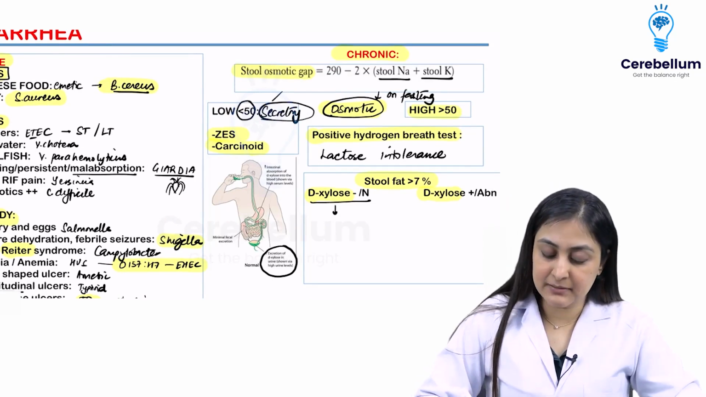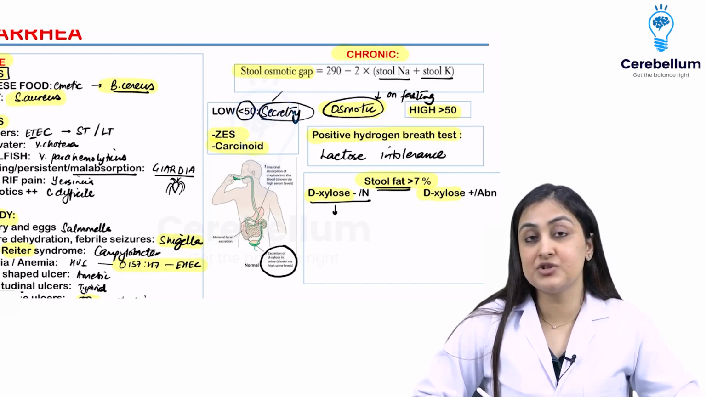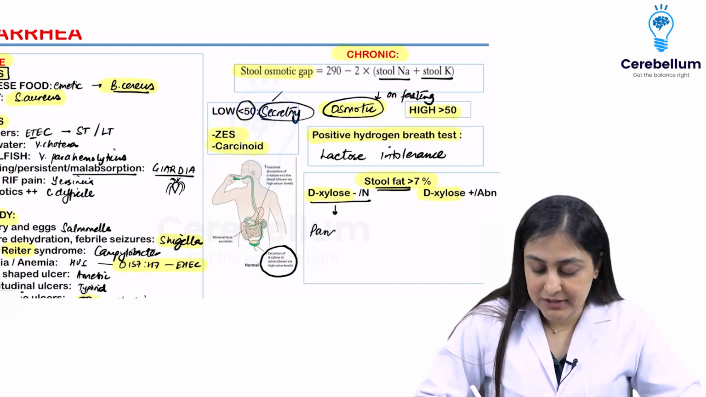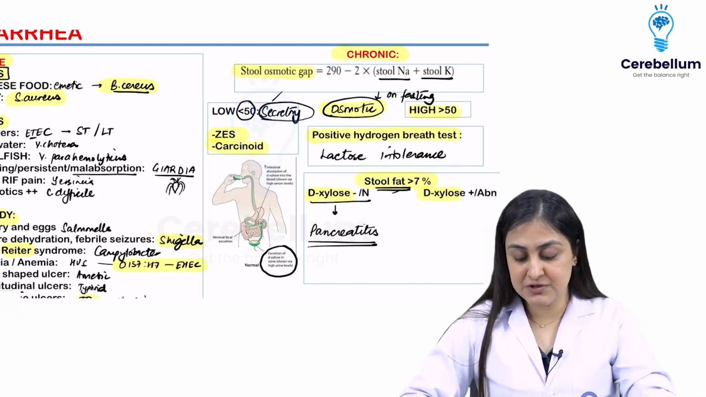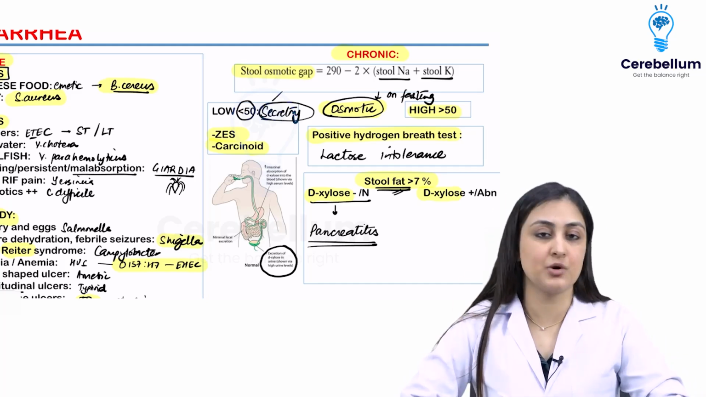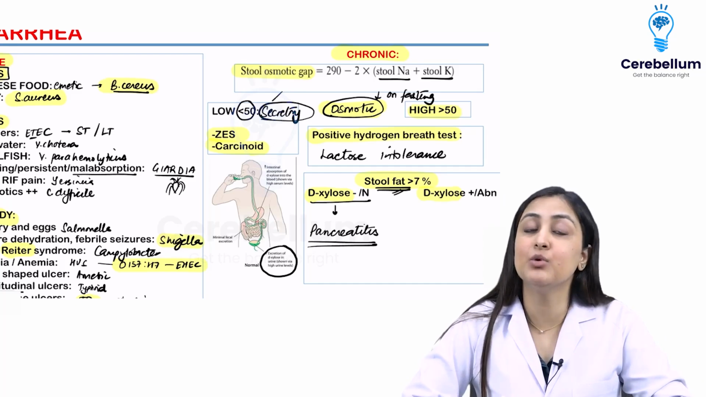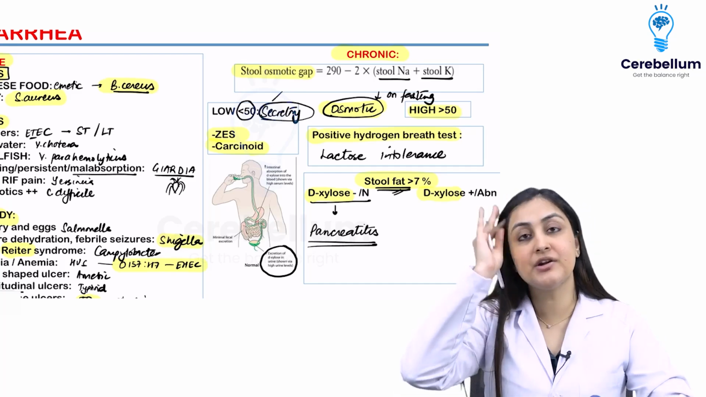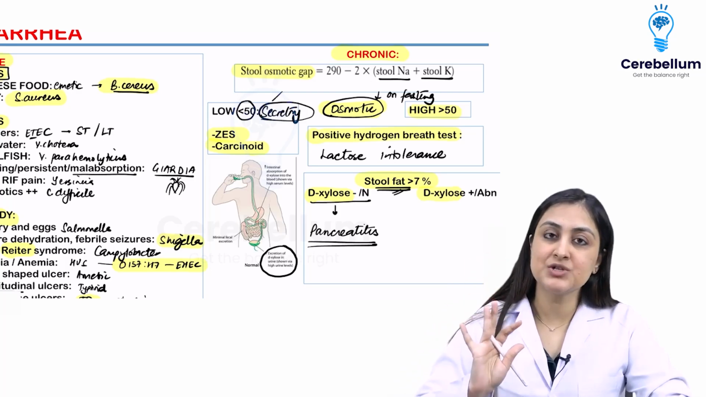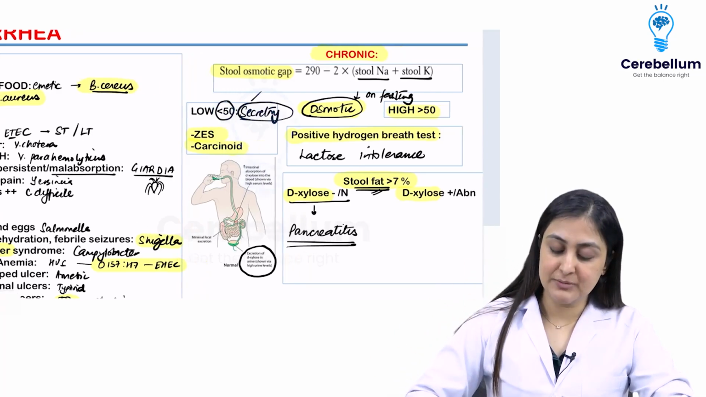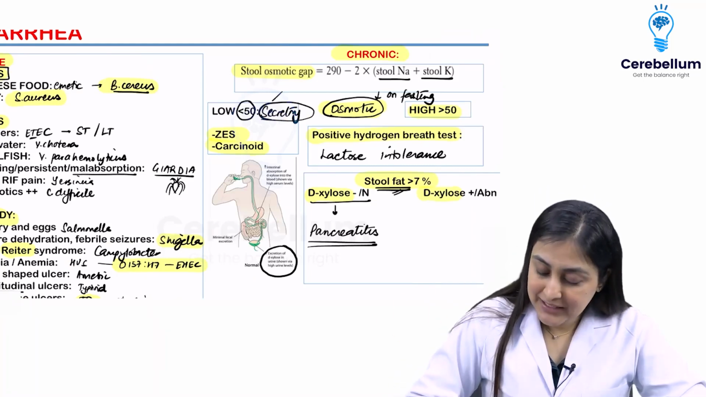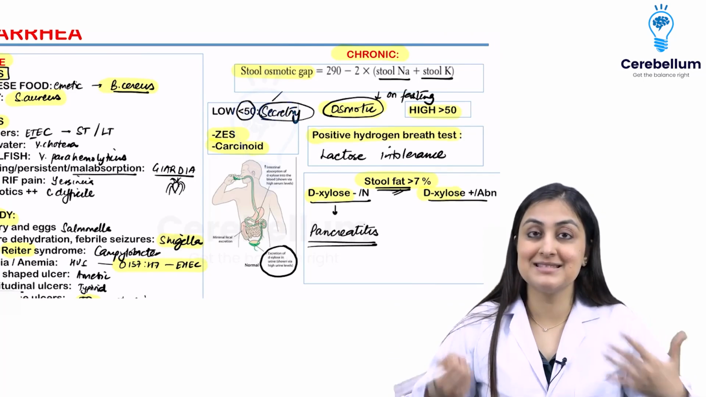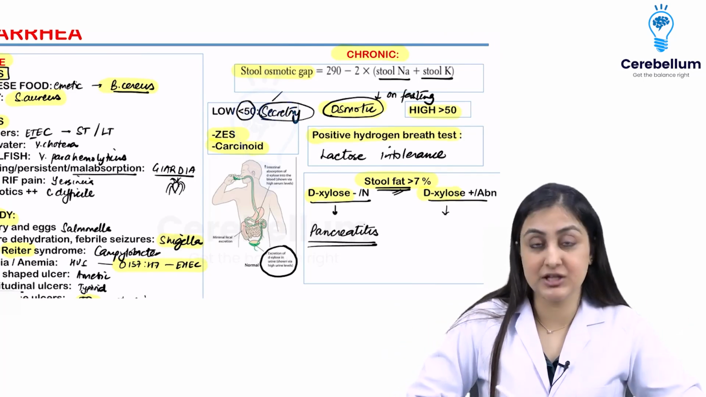In that case, the cause of fat malabsorption can be localized to the pancreas. The pancreas is the organ which is responsible for only fat absorption and it has nothing to do with carbohydrate or D-xylose. So that's why it remains normal. When D-xylose comes out normal, our differential becomes pancreatitis as the cause of stool fat malabsorption. But when D-xylose is abnormal, there could be various causes.